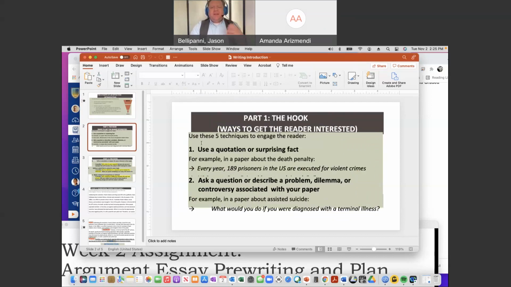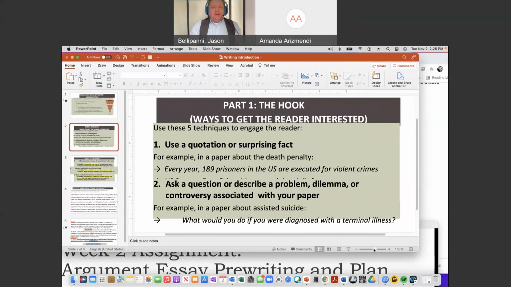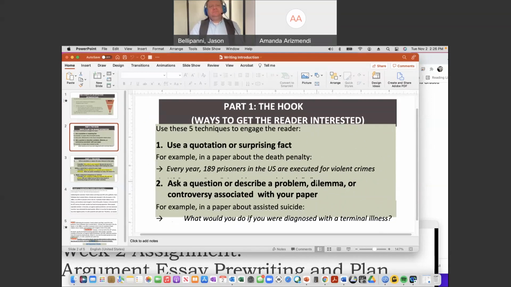So the hook can be various things. These are pretty standard suggestions. You could use a quotation or some sort of surprising fact. Ask a question. It should be a question that you will eventually answer, but just to get the person thinking about the subject. So ask a question, describe a problem or dilemma.